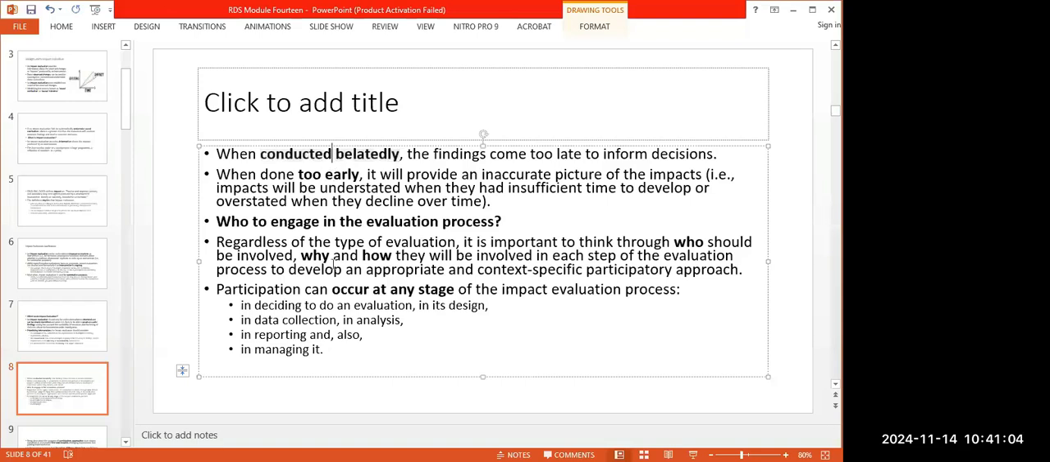If you do it belatedly, then it might not give you the information that you want to make decisions at the right time. But again, if you do it too early, you may not get exactly the real situation that can inform your accurate perception of what's going on. So I think it has to be decided consciously when you want to have an impact evaluation.